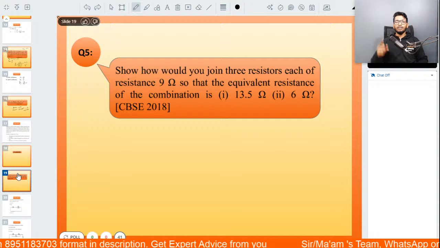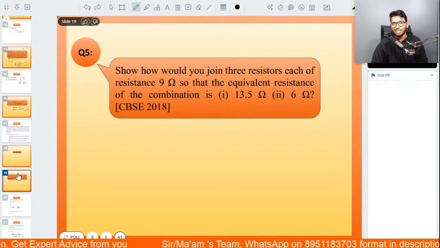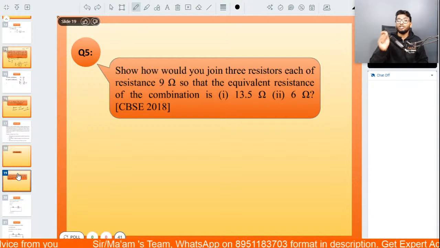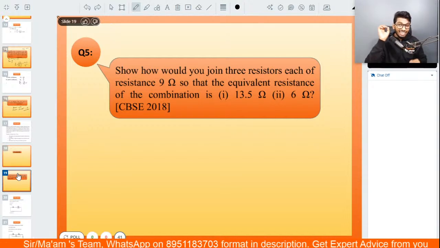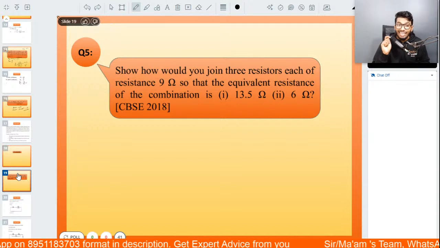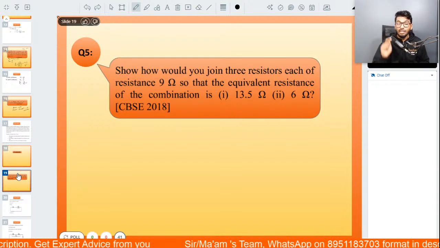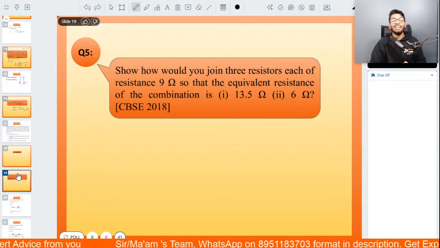All right, the 3 marker from the 2018 board exam question. Here we go. How should you join 3 resistors, each of resistance 9 ohm, so that the equivalent resistance of the combination is first 13.5 ohms and then 6 ohms?